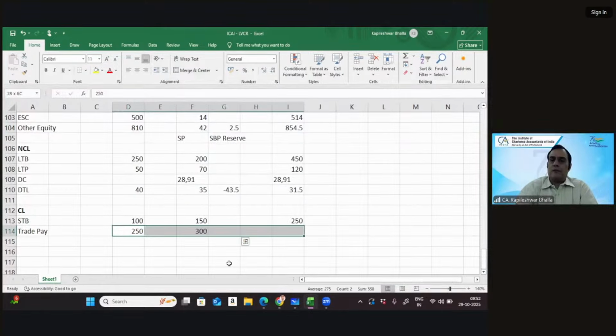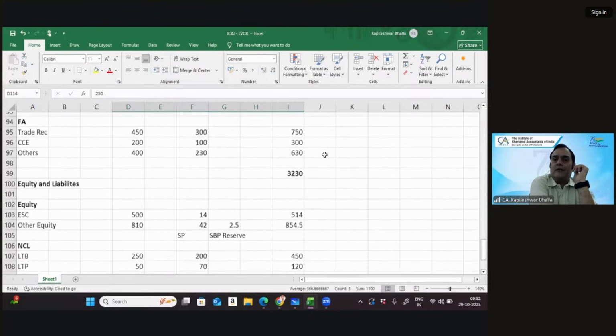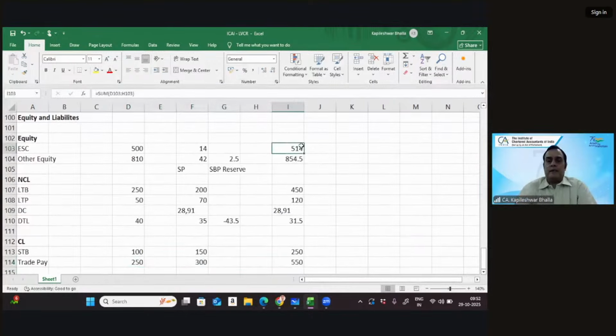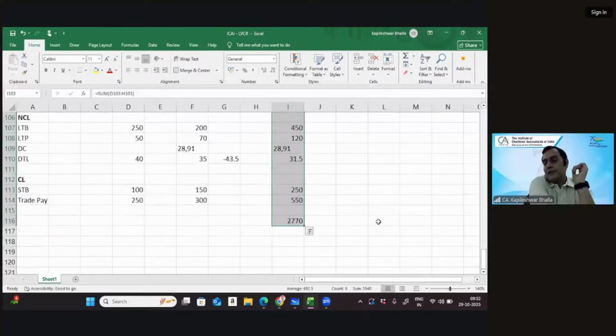So we get the sum total of this. And I think now hopefully the balance sheet should get agreed in this particular case. Let me take the sum total of this. So this total works out here, and that is to the extent of 2770.